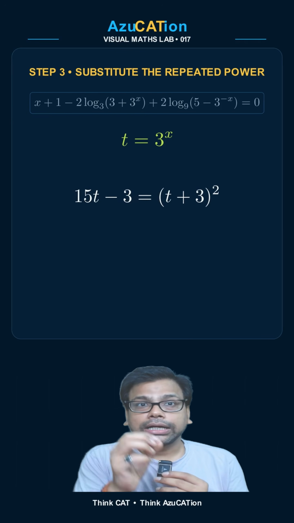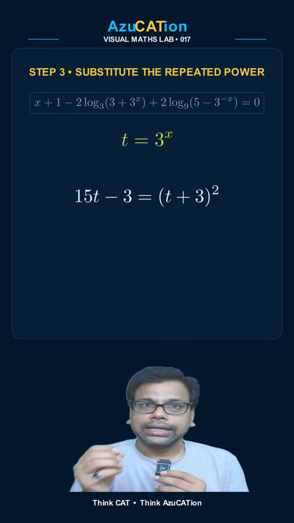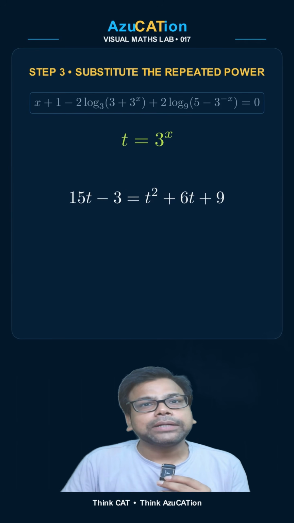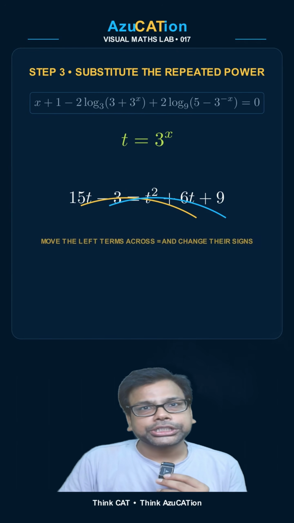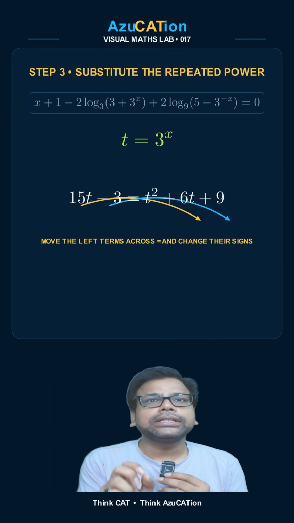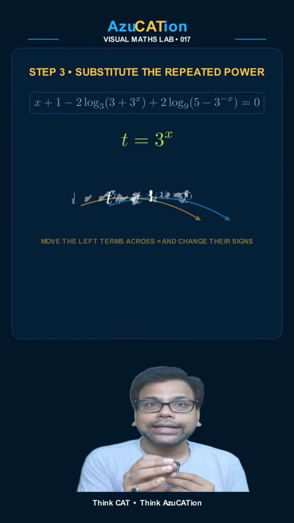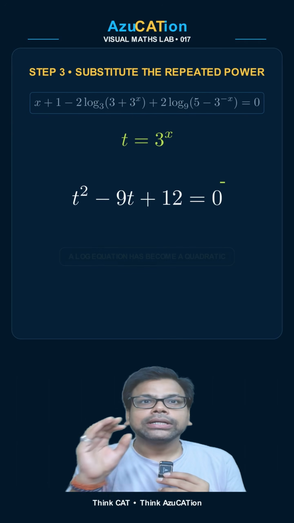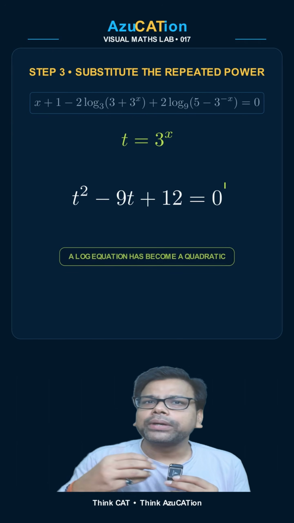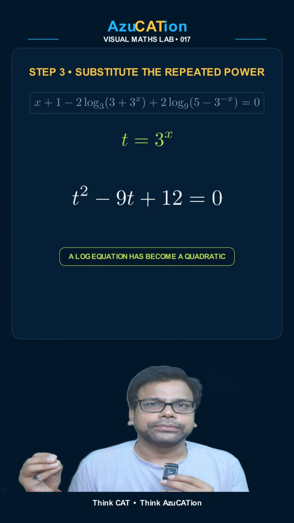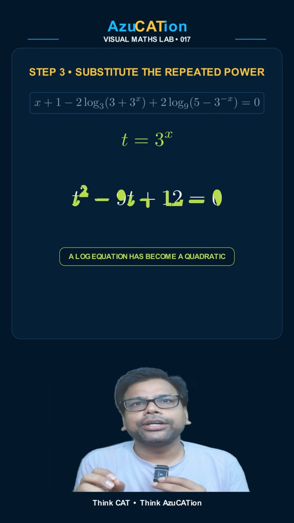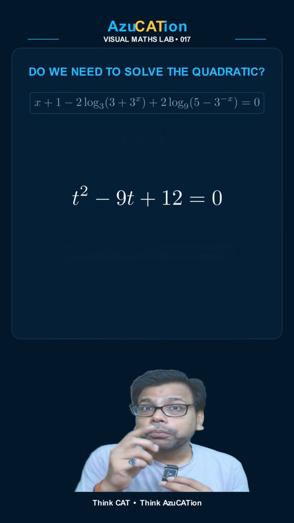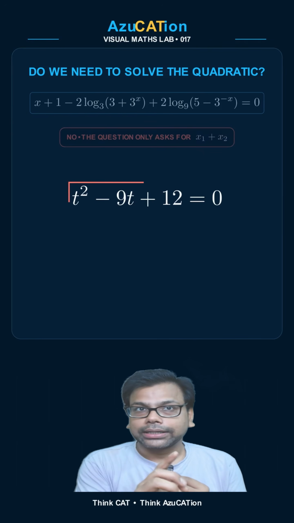whole square. Now simplify both the sides. The left side becomes 15t minus 3 and the right side becomes t square plus 6t plus 9. Bringing everything to one side, we get t square minus 9t plus 12 is equal to 0. So the logarithmic equation has now become a simple quadratic equation. Now this is where the real idea of the question begins. We can solve the quadratic and find both values of t, but hold on.